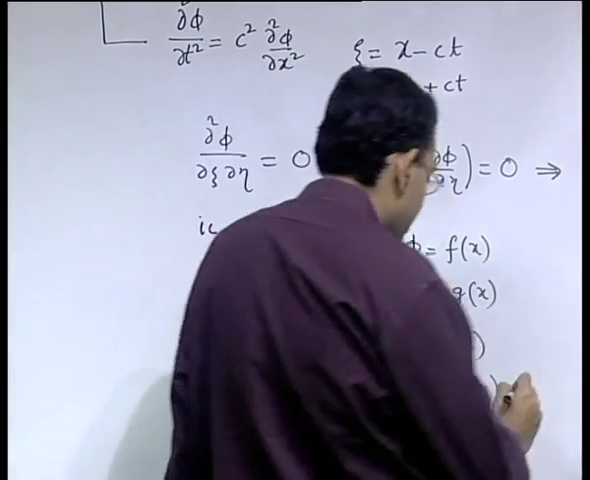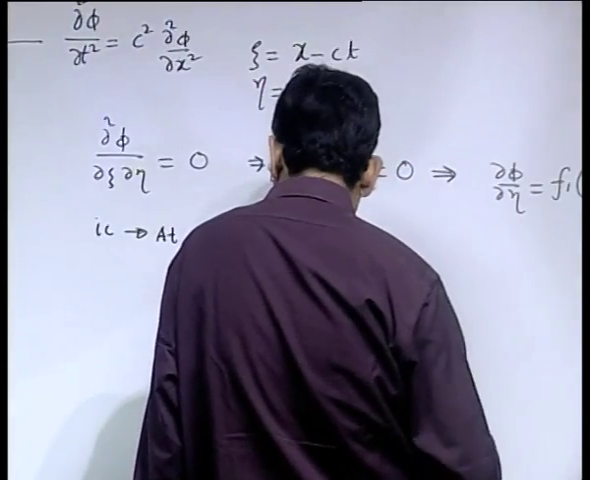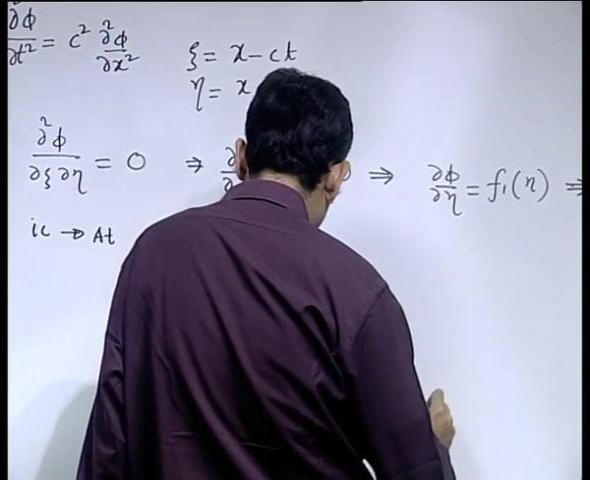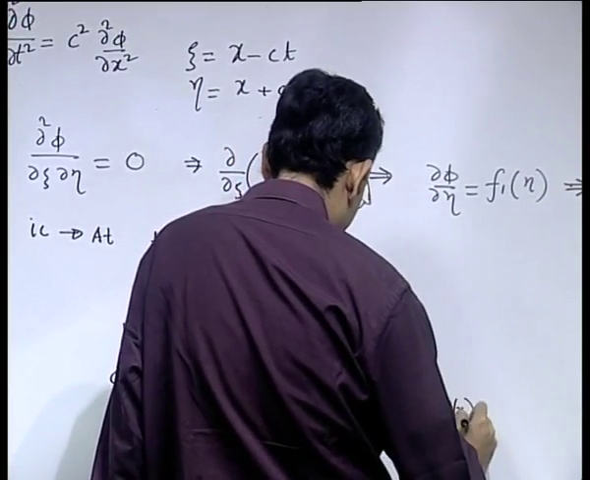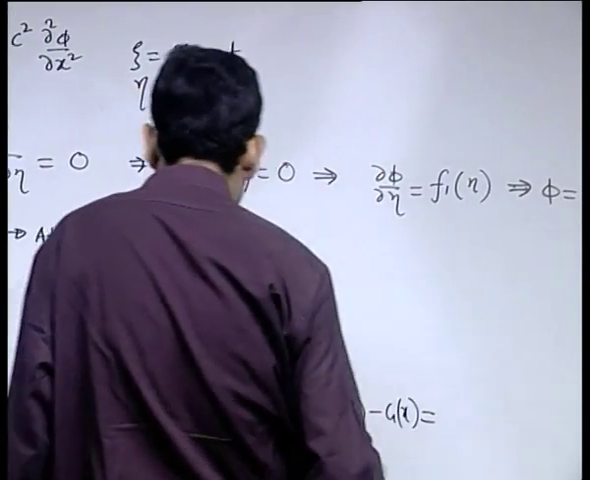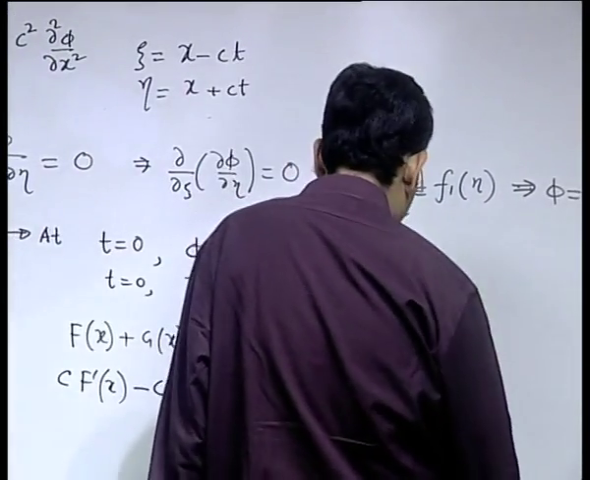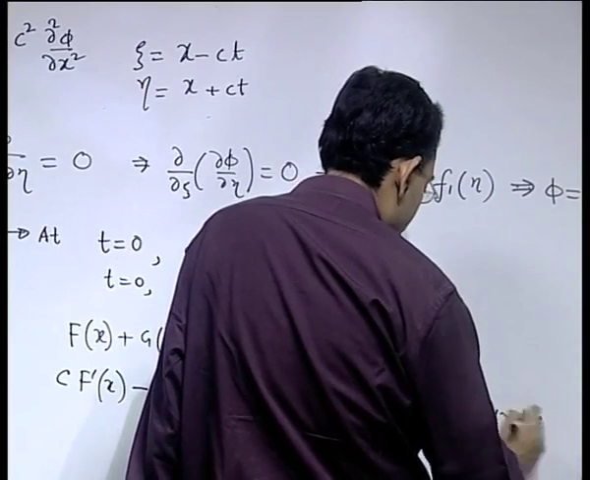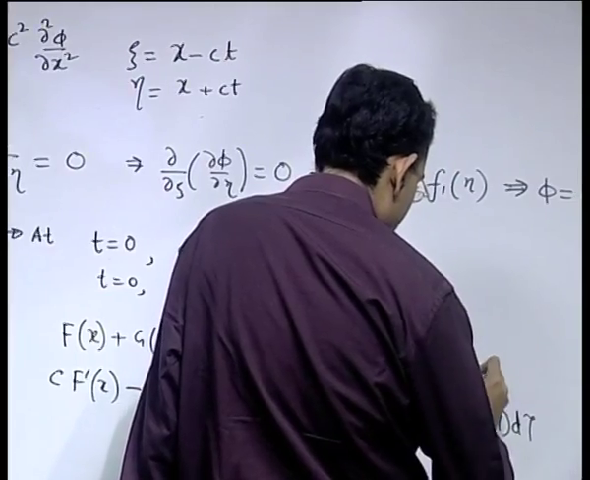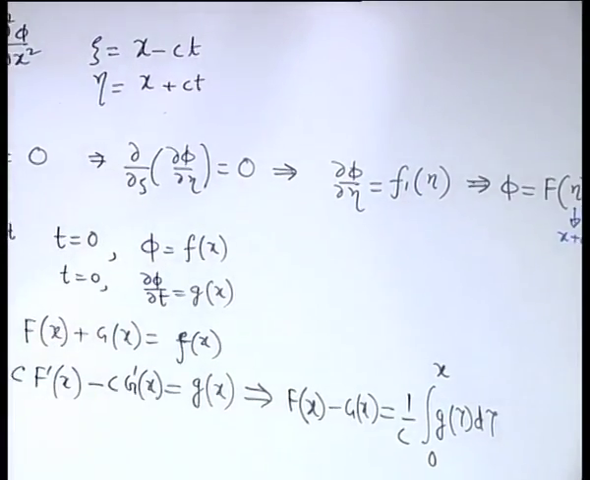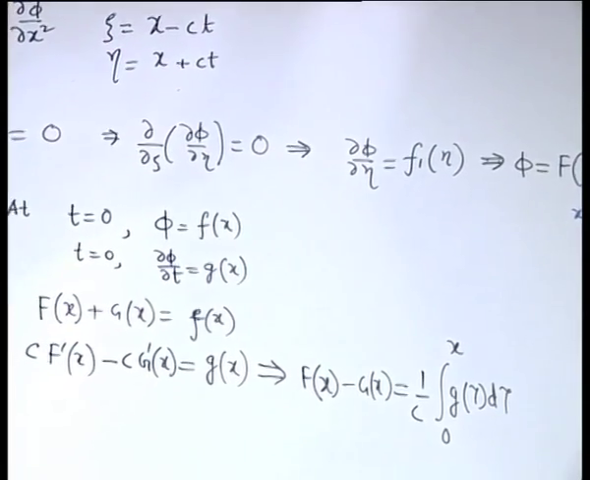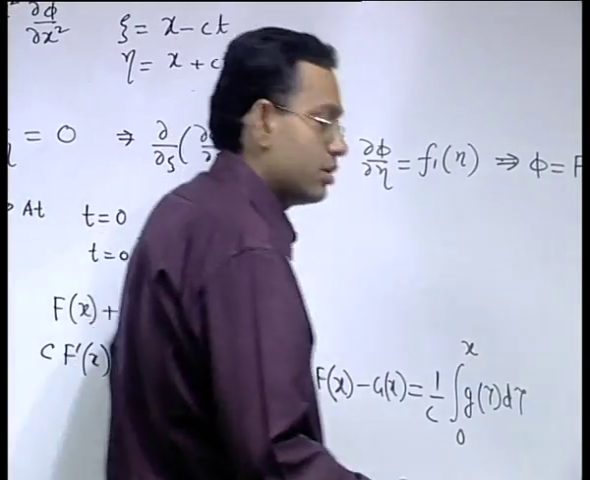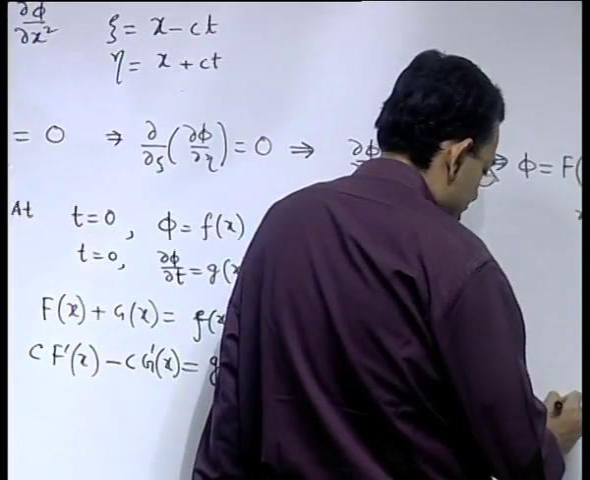So from here you will get F(x), if you integrate it, minus G(x) is equal to some 1 by c, you can just make a change of variable, plus you can put some constant of integration.